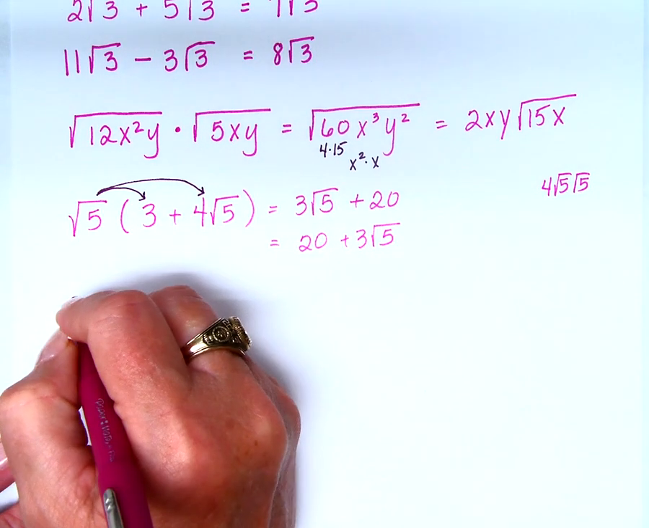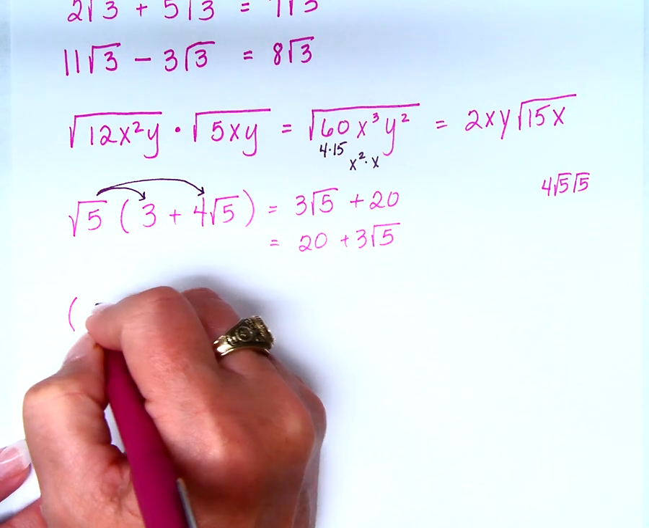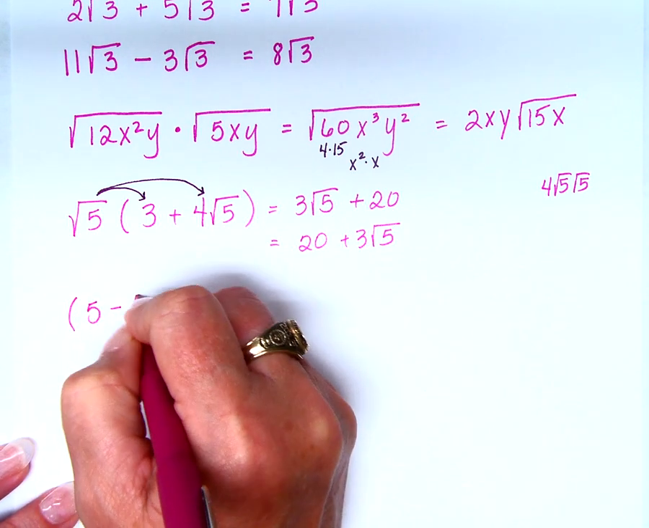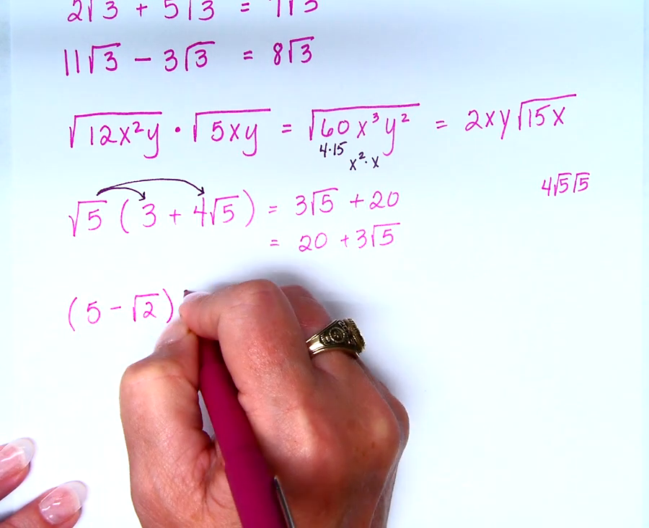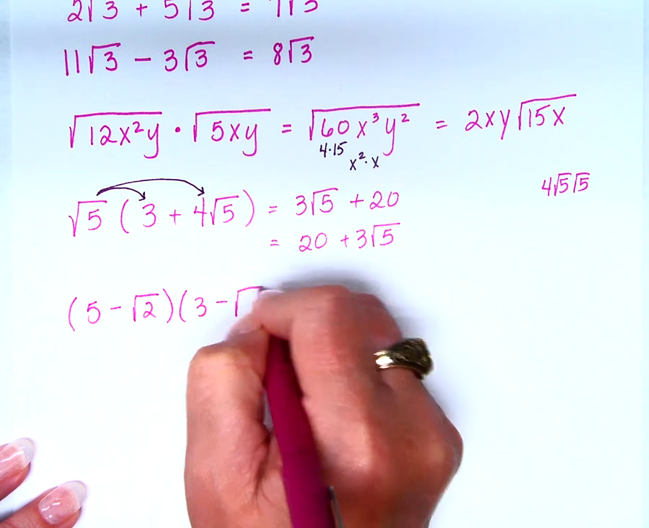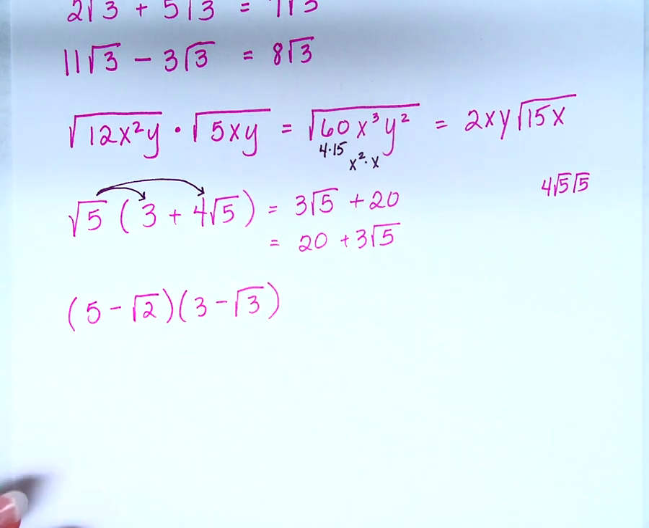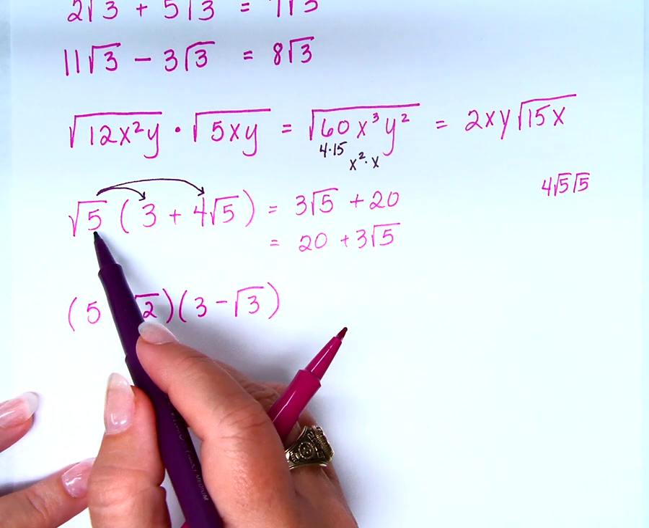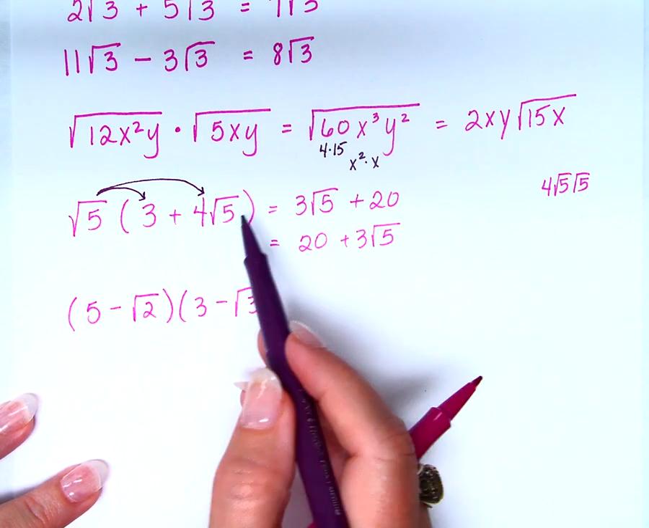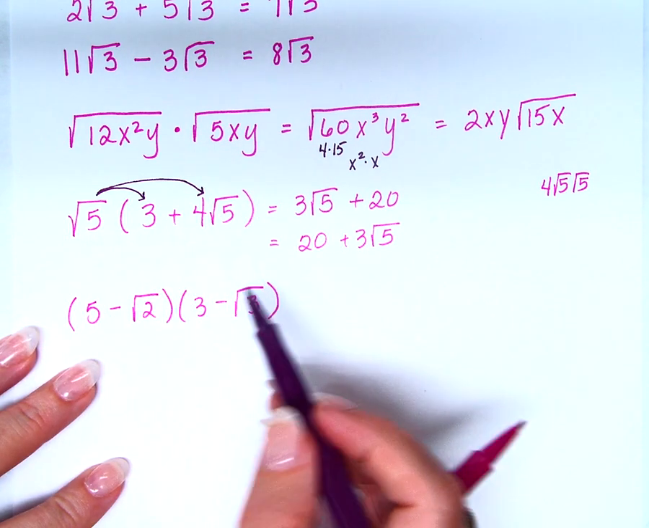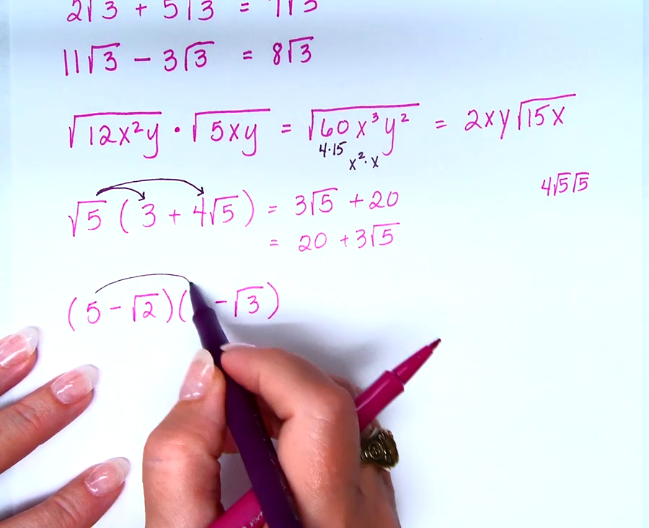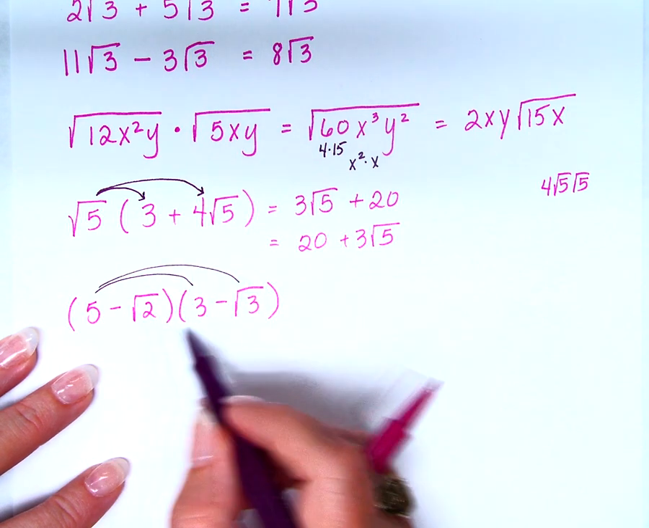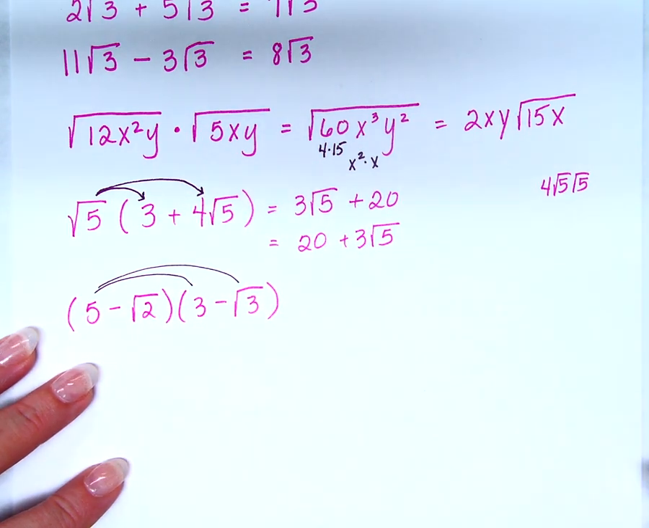All right, what if it looked like this? 5 minus the square root of 2 times 3 minus the square root of 3. Do you have an idea how you would start this problem? Oh, just distribute, right? The only difference here is there's only one thing multiplied by each. Here we have to distribute to each term, right? The 5 here, and then we have to do the square root of 2 here and here.